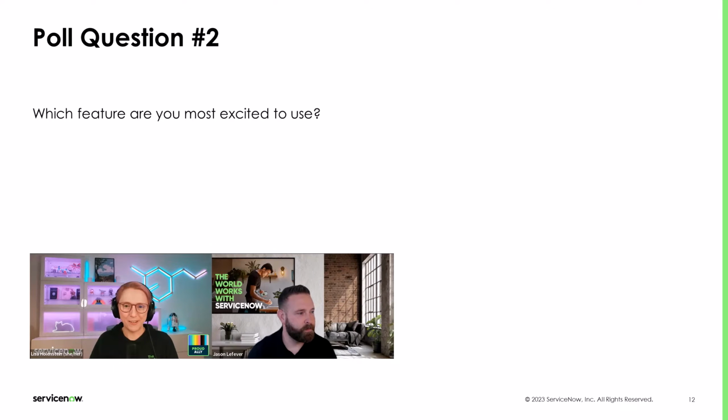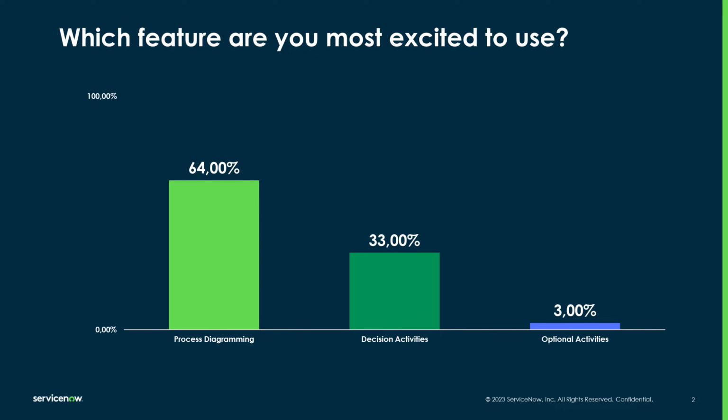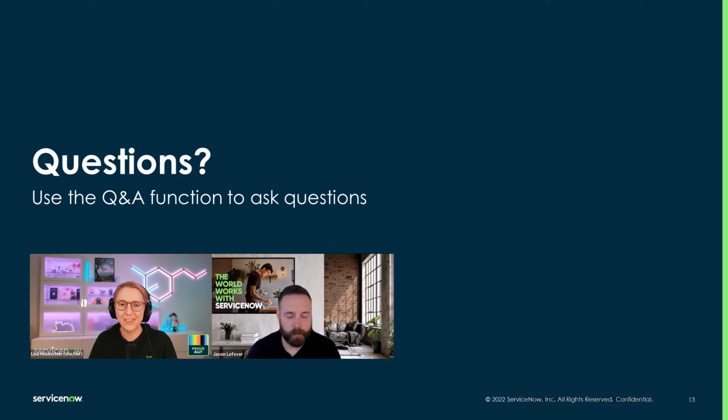And we have a very clear front runner in process diagramming. And I absolutely agree. For some processes, it's really nice to work step by step, go through your lanes and add the things. But sometimes you just need the big picture. And then diagramming is amazing for that. Absolutely.